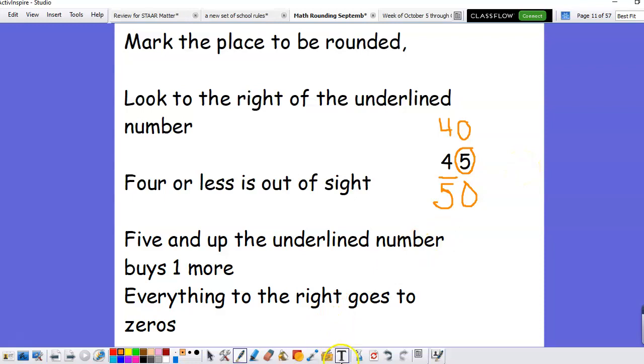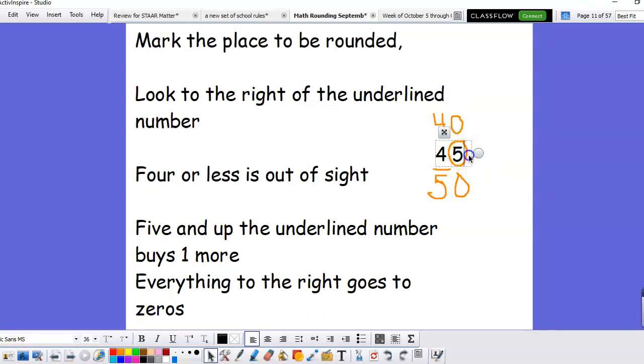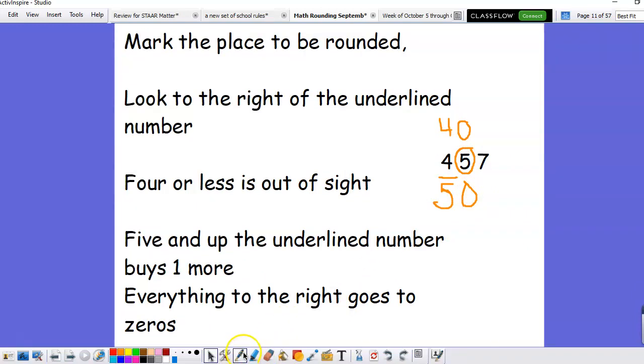What that actually means is, let's just say this would be a 7. Everything behind it turns into a 0, so you're either going to be 400 or 500. Well, the 5 is 5 or more, buys one more, adds one more. So the answer is 457 would round to 500. Just a quick review for when you're talking about rounding.